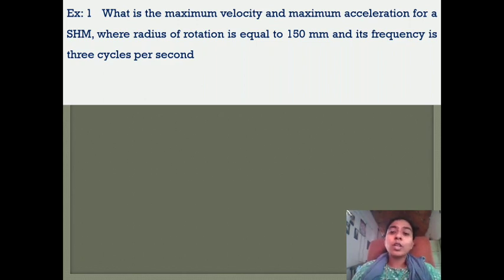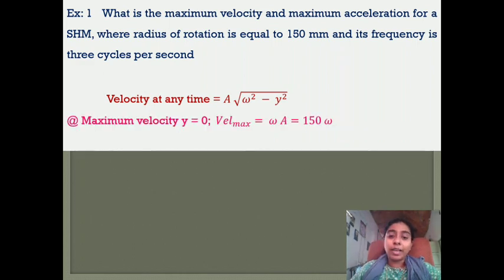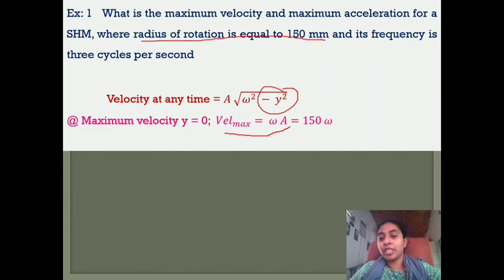What is the maximum velocity and maximum acceleration for a simple harmonic motion where the radius of rotation is equal to 150 mm and its frequency is 3 cycles per second? So velocity we know is equal to a into square root of omega square minus y square. At maximum velocity, y is equal to 0. So maximum velocity is equal to omega into a. We know the radius of rotation, or the amplitude, A is 150 mm. So 150 into omega.